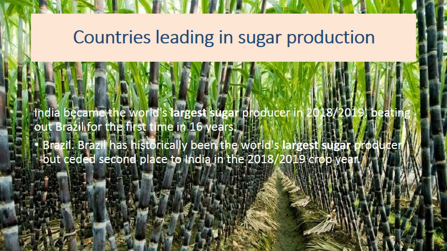Brazil has historically been the world's largest sugar producer, but ceded second place to India in the 2018-19 crop year. Maharashtra is the leading sugar producing state, followed by Uttar Pradesh, Karnataka and Tamil Nadu.